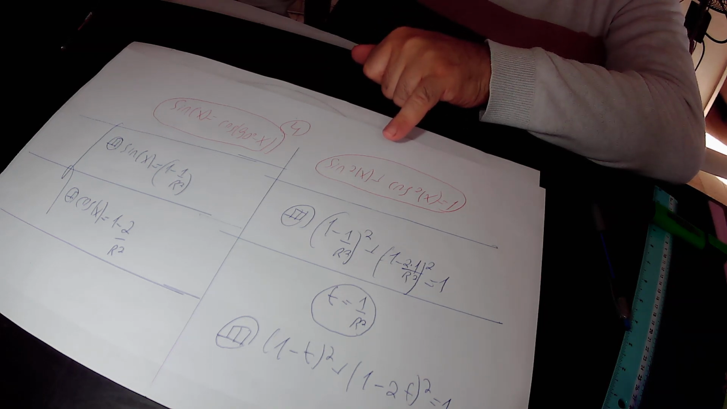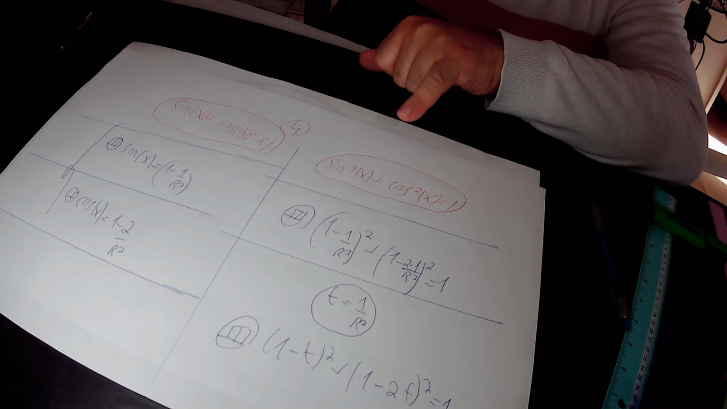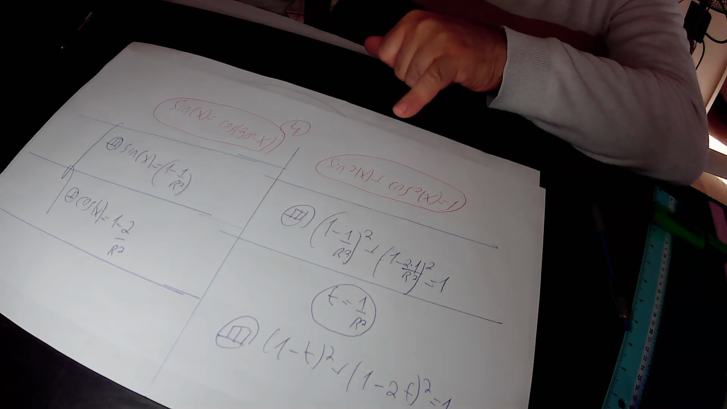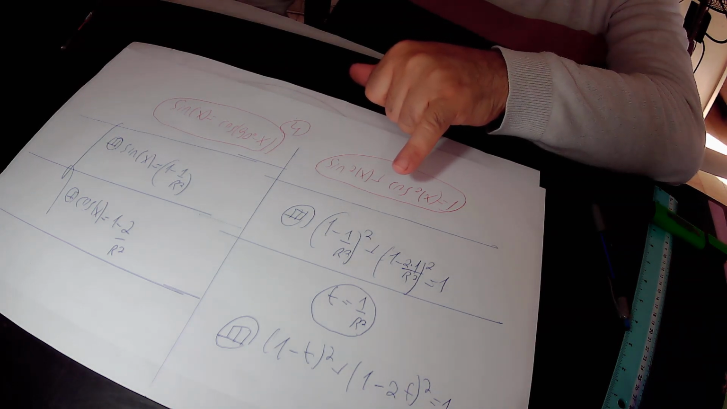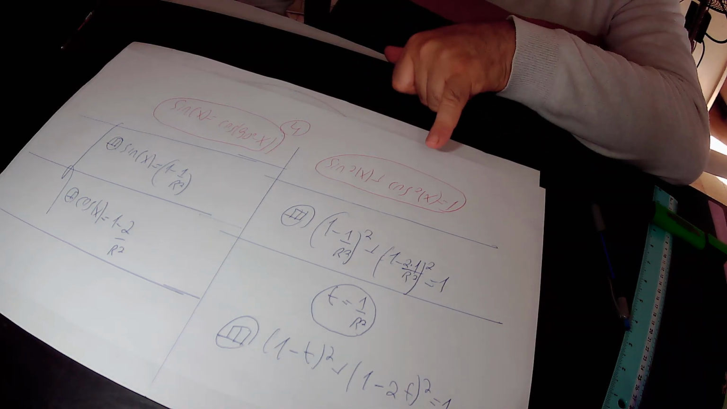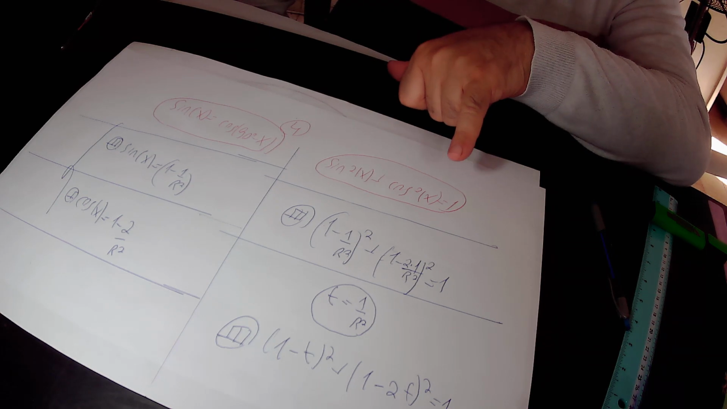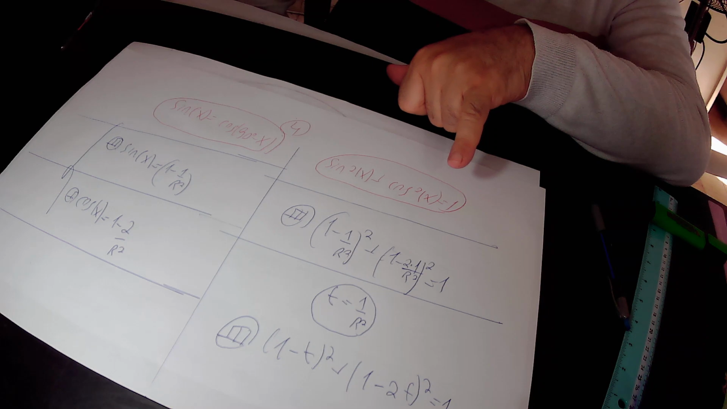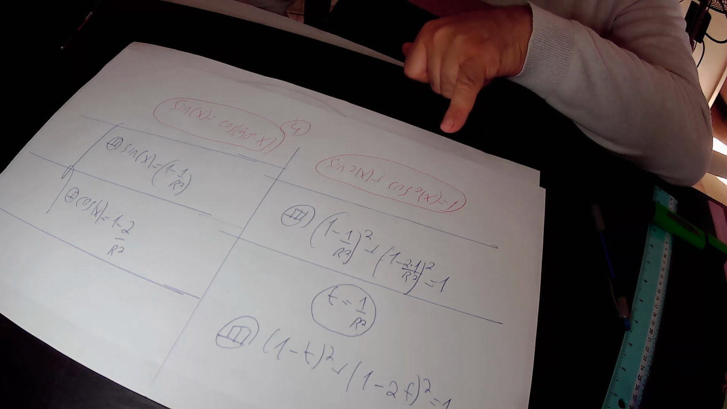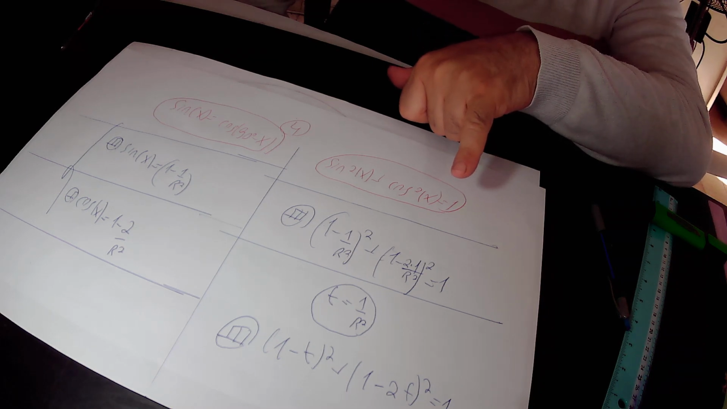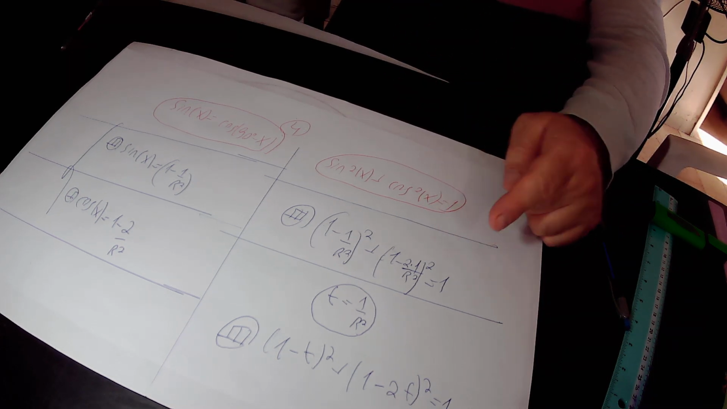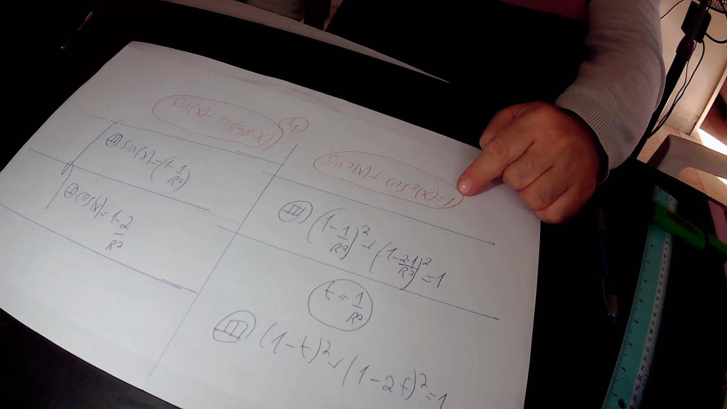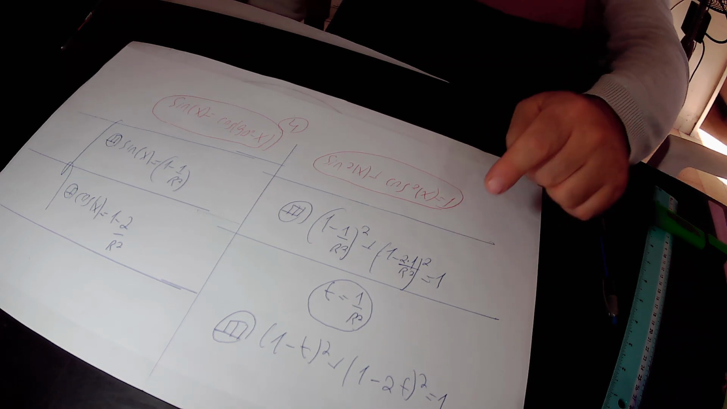So we have here sine squared x. Sine x equals 1 minus 1 over r squared, therefore sine squared x will be equal to (1 minus 1 over r squared) squared. We have also plus cosine squared x. Cosine x equals 1 minus 2 over r squared, therefore cosine squared x will be (1 minus 2 over r squared) squared. And according to this trigonometric identity, it equals 1.